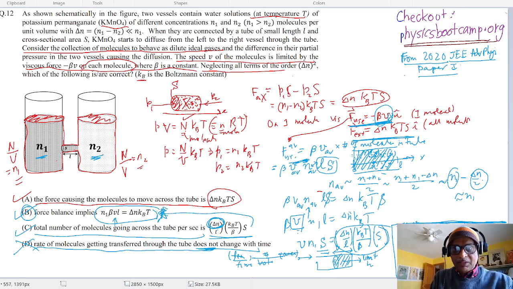Okay, I think it's an okay problem, a little physicsy problem, with a little bit of approximation involved. But I think more or less it's a doable problem.